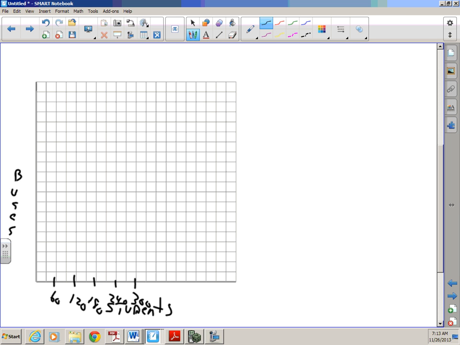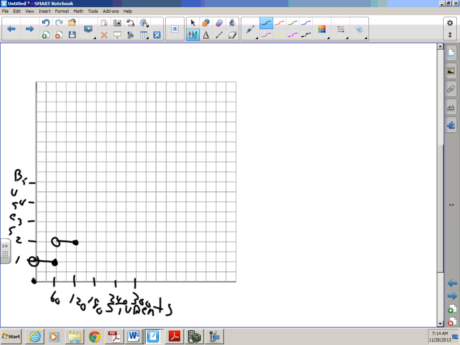Okay? And then here's the number of buses. Now, if I have no students, I don't need any buses. If I have anywhere from 1 student to 60 students, I'm going to need 1 bus. Okay? If I have anywhere from 61 to 120 students, I'm going to need 2 buses.